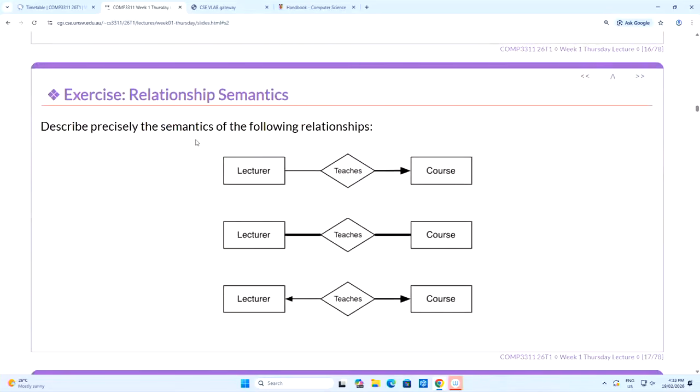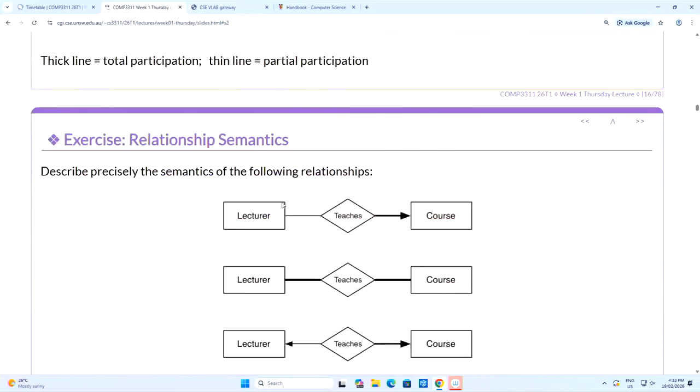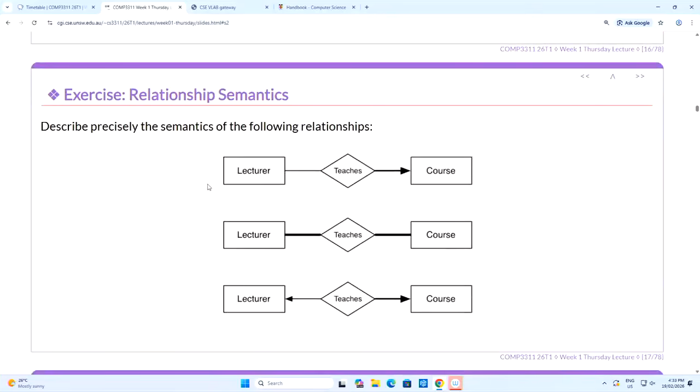So now, okay, I hope you get it at this point. Now what you need to do is describe the semantics of the following relationships. Can you do that? Can anybody want to try the first one? You can take some time to look at it and then, if you know the answer, just raise your hand.